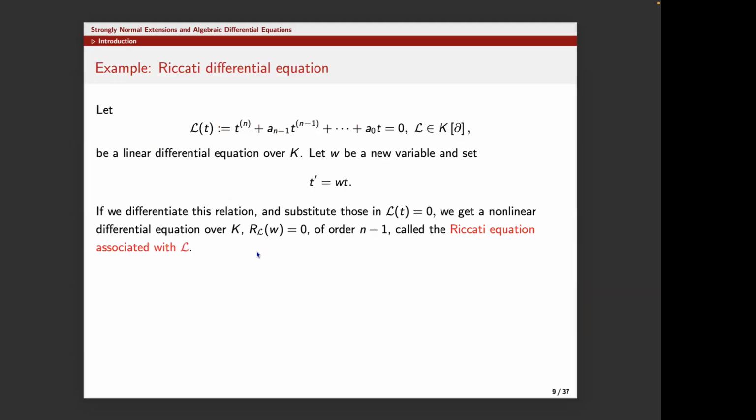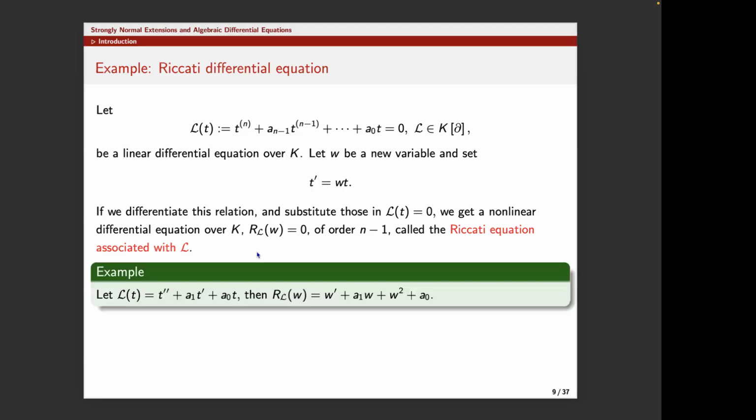Particularly, I want to talk about a particular example of an algebraic differential equation, the Riccati differential equation, which will appear many times in the talk. So let L(t) equal to 0 be a linear differential equation over K and W be a new variable, and you define t' equal to Wt. If you differentiate this relation and substitute into L(t) equal to 0, then you get a nonlinear differential equation over K, denoted by R_L(W) equal to 0, which will be of order n minus 1. And this is called a Riccati equation associated with L.